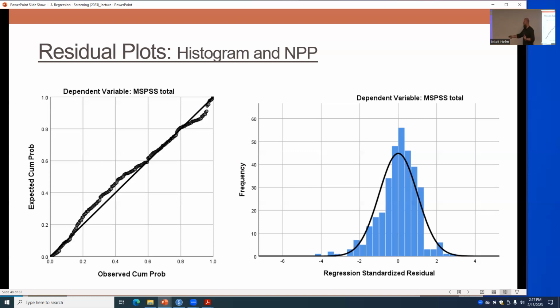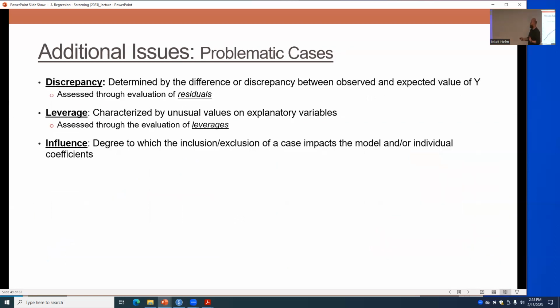We've got a normal probability plot here. Again, perfect normality is something that falls directly along that diagonal. We're a little bit off, but not too bad. Here's a histogram with a curve imposed on top of it. Not looking too bad, so we're thinking this is probably okay here.